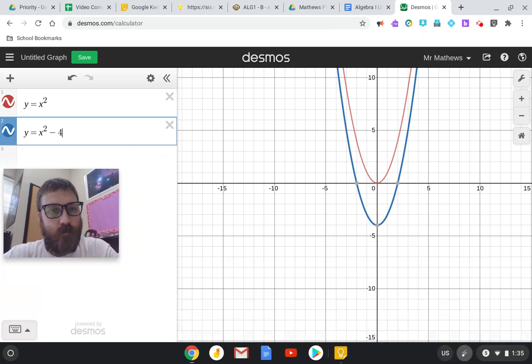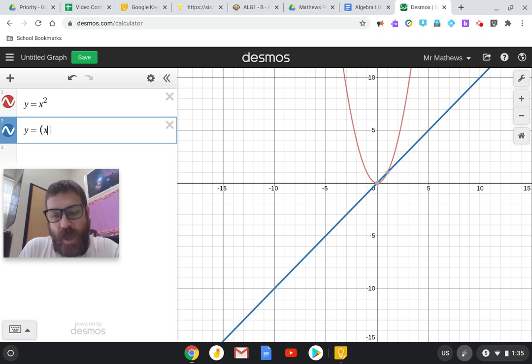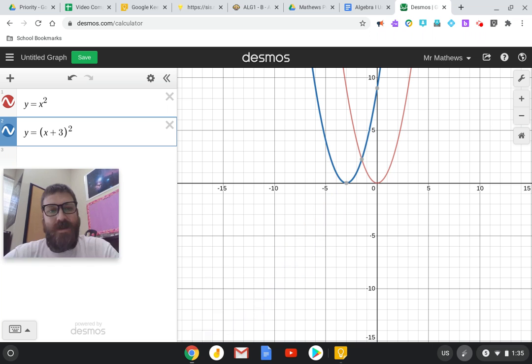All right. Now let's look at what happens if I do another type of change. For instance, what if I were to add something to the x, not to the entire function? Now I'm adding something in here to my x value and then still squaring it, but I'm adding it to just the x value. When that happens, we get a horizontal shift, also a translation, but a different type of shift.